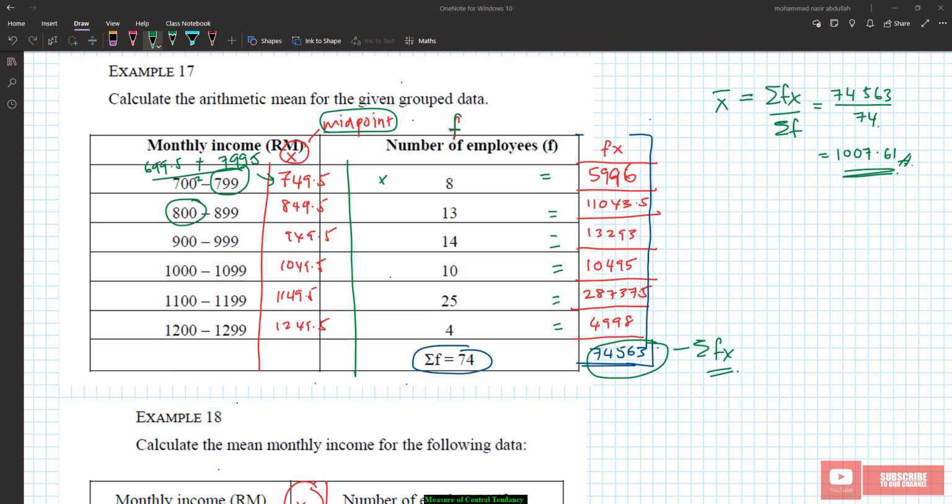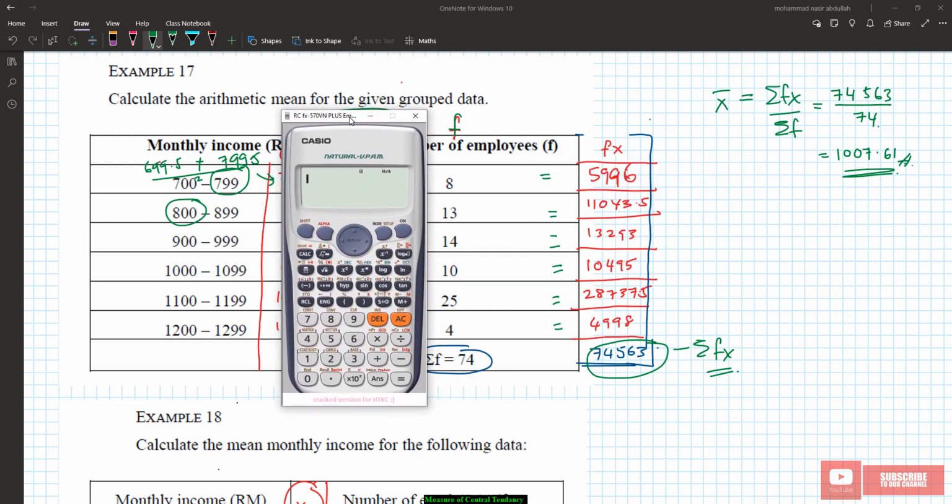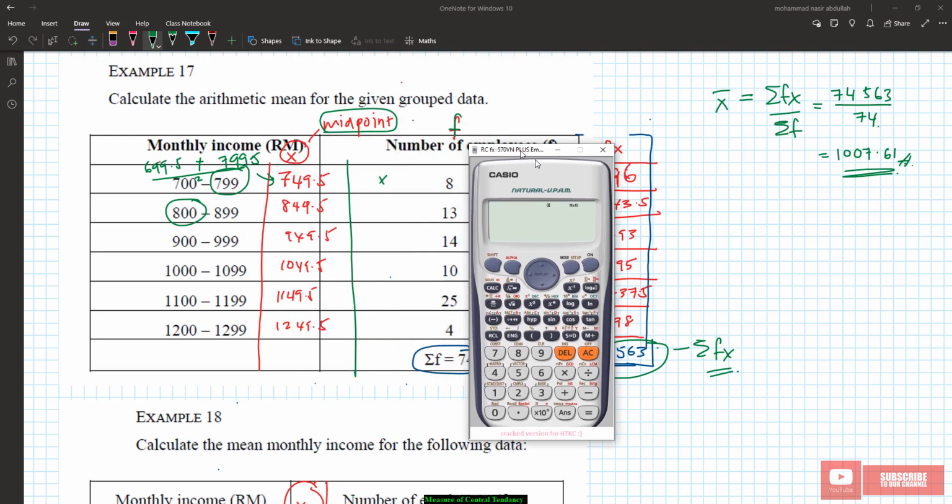Okay, so this is how we calculate the mean for this frequency table. So another way to calculate the mean is by using a calculator.